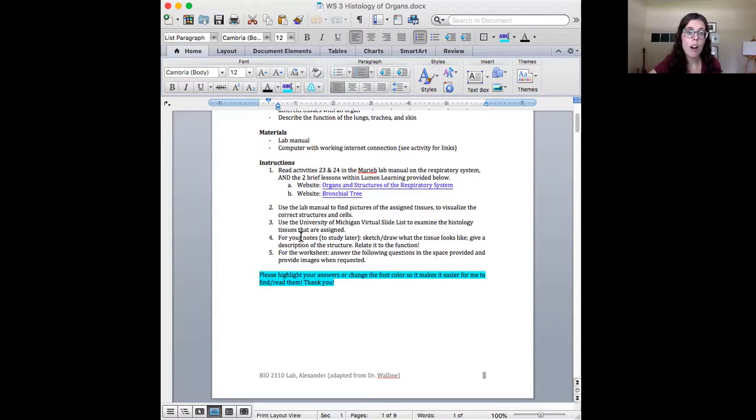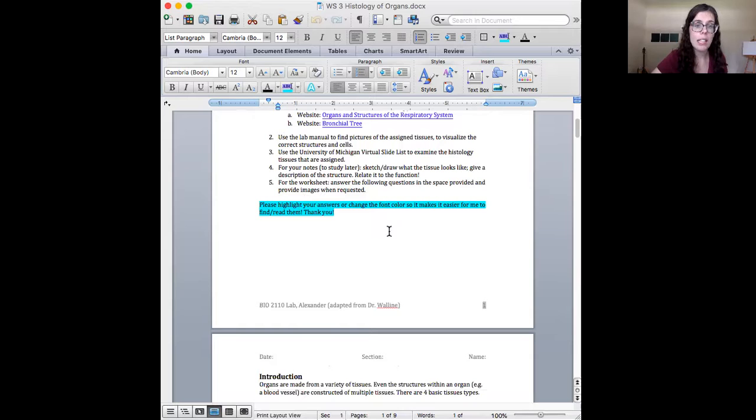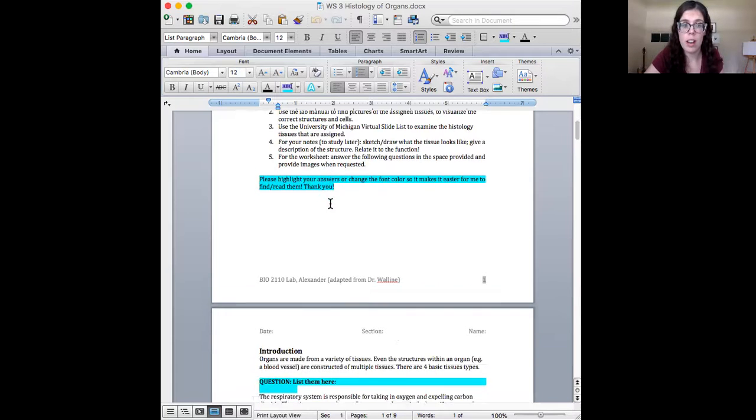Okay, you want to also take notes. So please make sure you're not just blindly going through the worksheets, right? You want to be taking notes. You want to draw things. You want to give descriptions to help you remember them later when we're preparing for our histology exam. For the worksheet, answer the questions, provide images, highlight or change the font color of your answer.